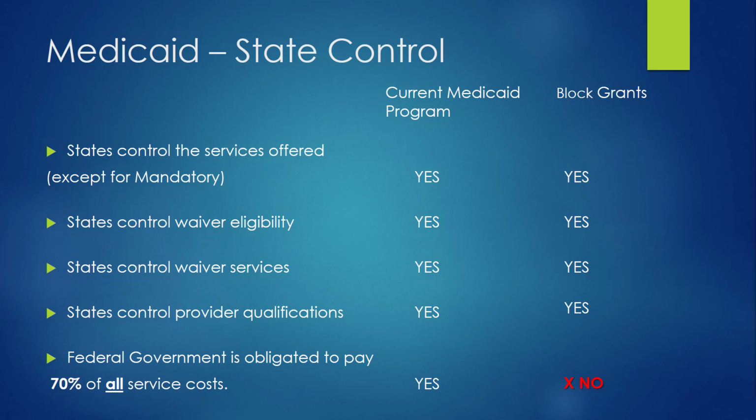Under a block grant, the federal government sets a limit on the amount of contribution they will make to a state's Medicaid program, and no federal payments are made once that limit is reached. In previous bills in Congress, we've seen that that limit is set on a calendar that decreases the amount of federal match that's available over the years.